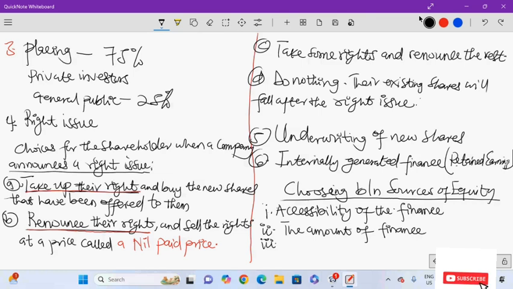Then the cost of issue, the cost of getting those funds. So, the cost of the issue procedure. I want big money, and the cost of getting that money is very high. So you see, these are the three factors that I would consider with respect to choosing between the sources of equity funds.